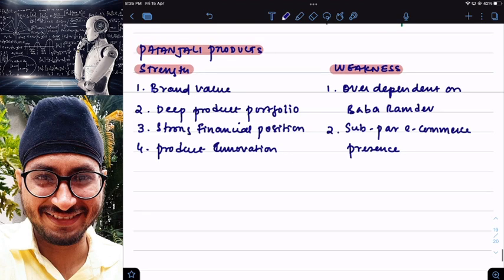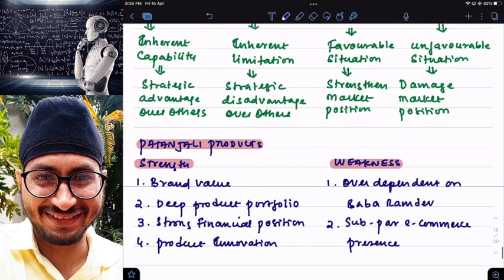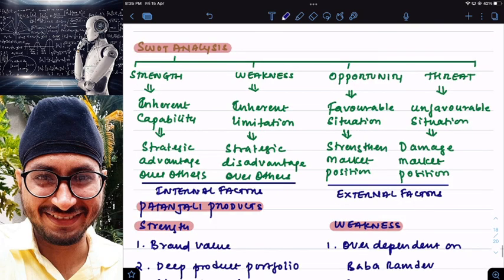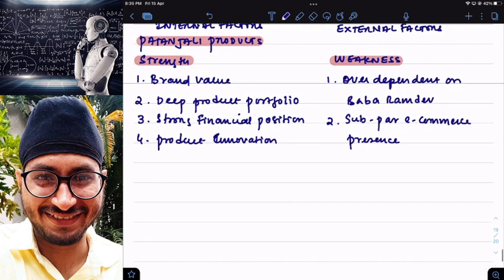Now tell me, strength and weakness are internal factors or external factors? Strength and weakness are internal factors. Then opportunities and threats are what? External factors. Here, strength and weakness are internal, opportunities and threats are external factors. Now let us see opportunities and threats of Patanjali products.